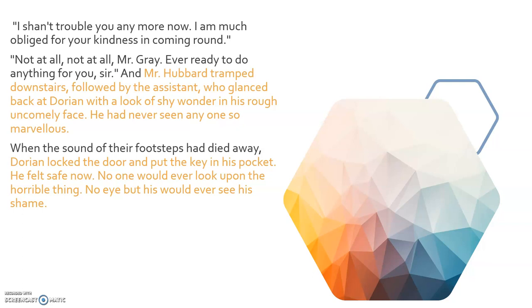As Mr. Hubbard and his assistant leave, we've got this moment where the assistant looks at Dorian, and it's described as he'd never seen anyone so marvelous. Again, this reaction that everyone has to their first meeting of Dorian. Dorian locks the door, puts the key in his pocket, and he feels safe. No one would ever look upon the horrible thing. No eye but his would ever see his shame.